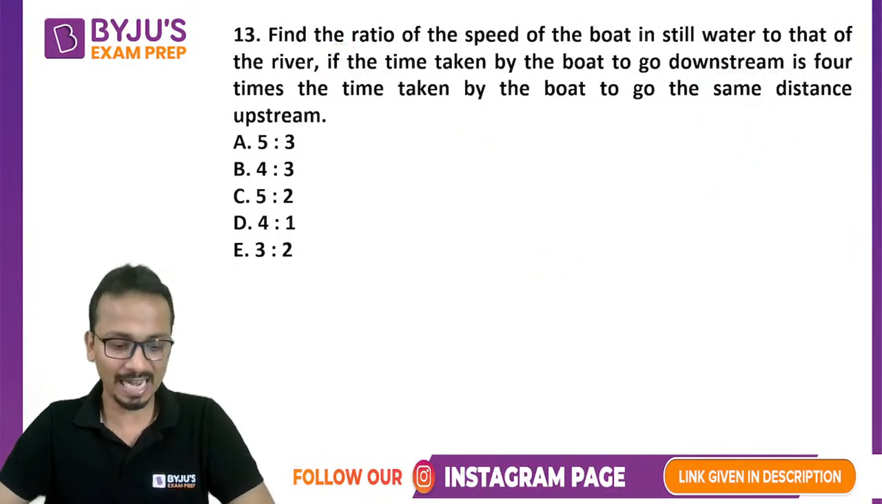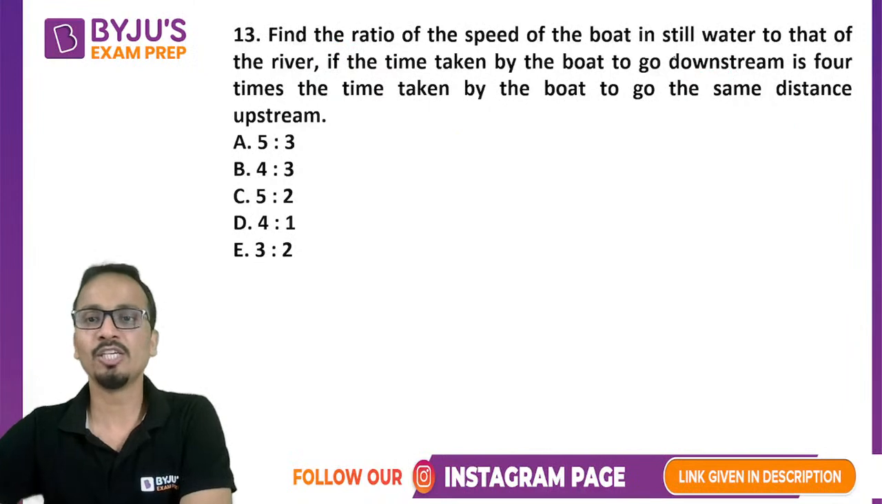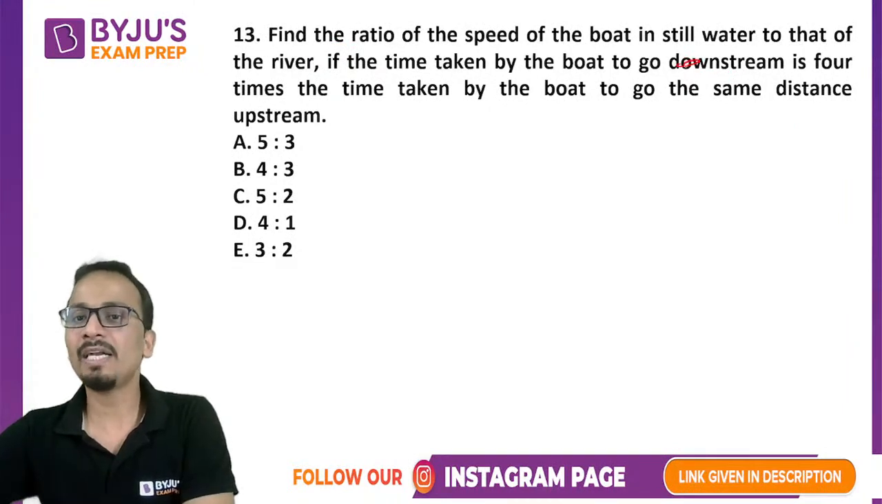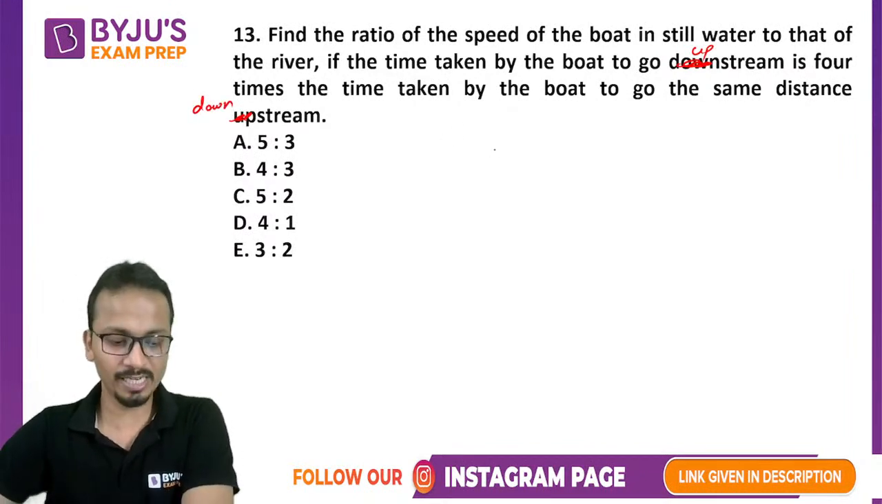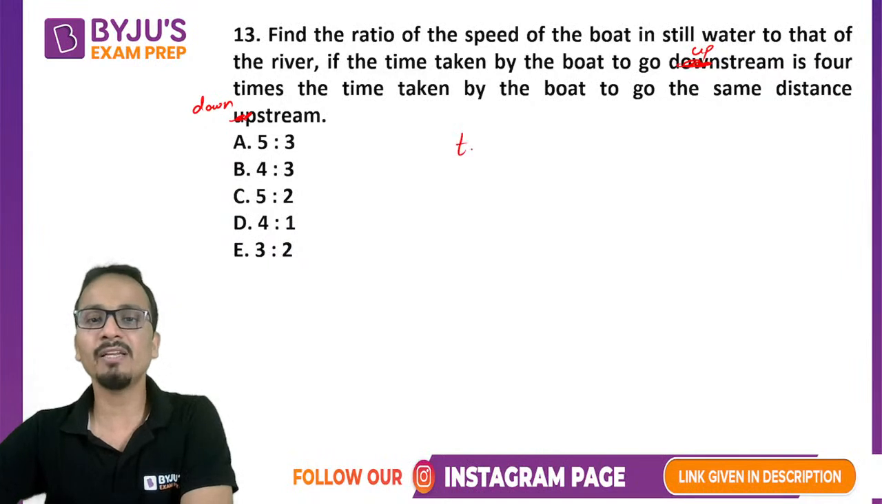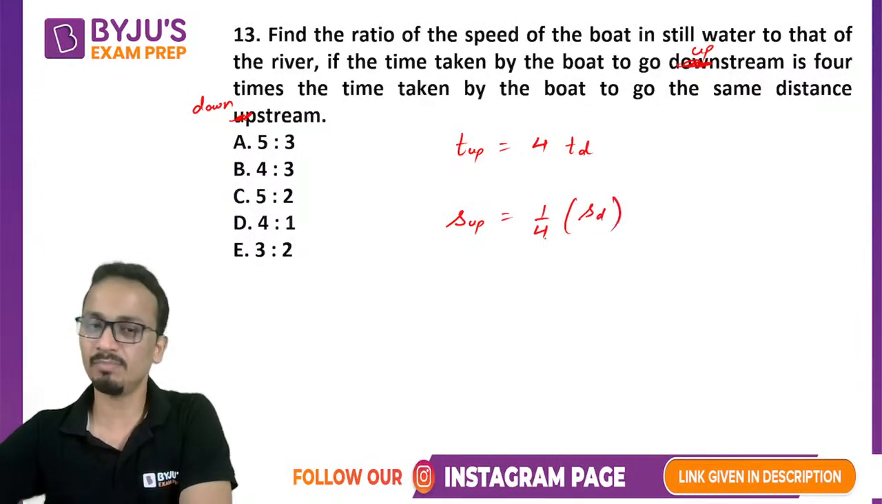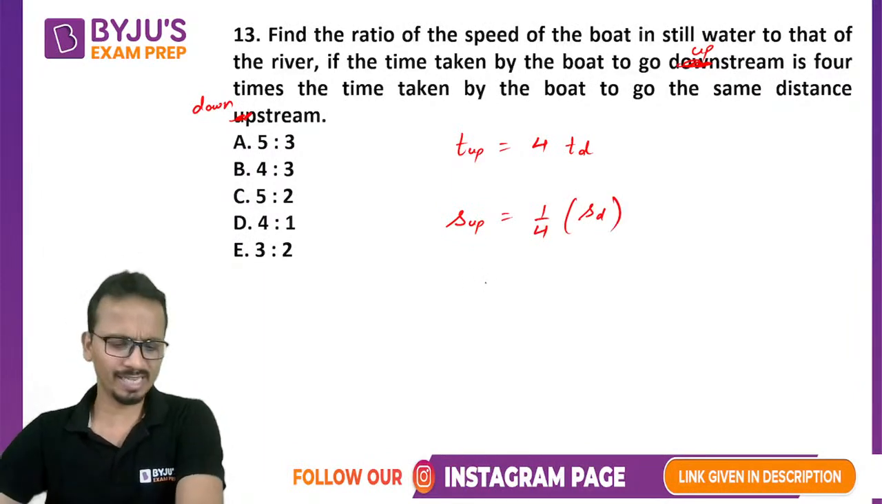So there is a small error that I have committed. Okay, so यहाँ पे डाउनस्ट्रीम की जगह अपस्ट्रीम आना चाहिए, अपस्ट्रीम की जगह डाउनस्ट्रीम आना चाहिए. All right. So time taken upstream is 4 times time taken downstream. So speed upstream will be 1 by 4 speed downstream. Just a small error. होता है ये कभी कभी.